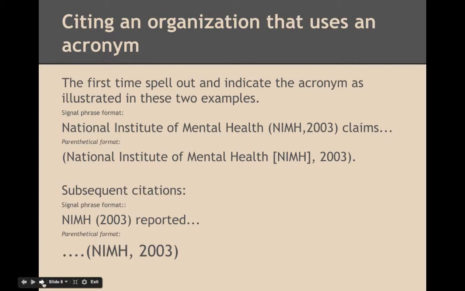If the first time you are mentioning the particular organization and it happens to be in a parenthetical citation, what you would do is put the acronym in brackets in the parenthetical citation, and then thereafter you would use the acronym. Below, I show you the format for using the acronym in subsequent citations. In the first case, it's used in a single phrase, and in the second, in a parenthetical citation.